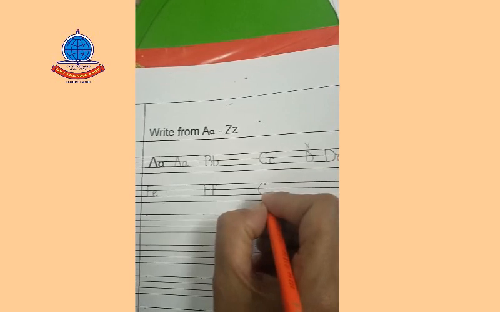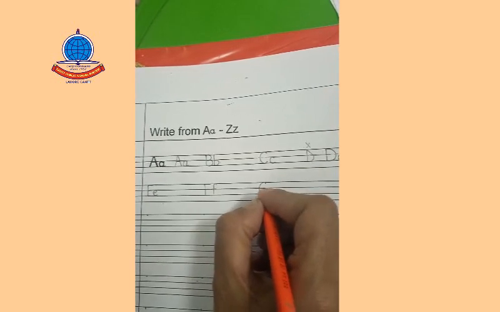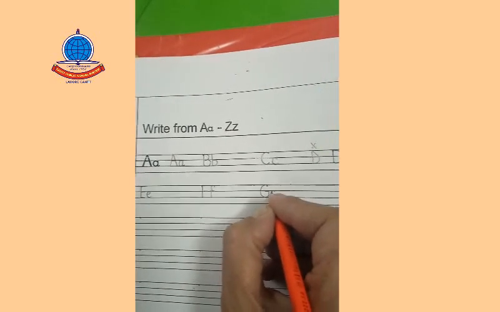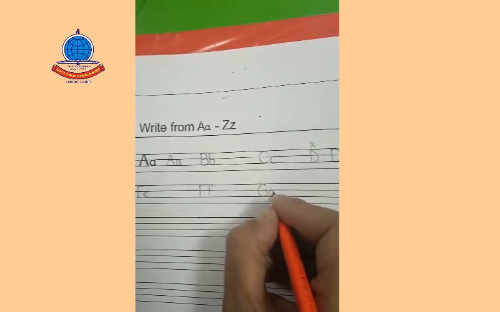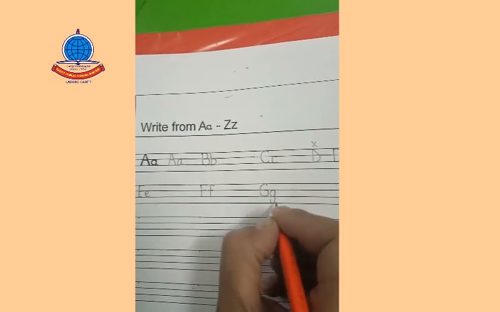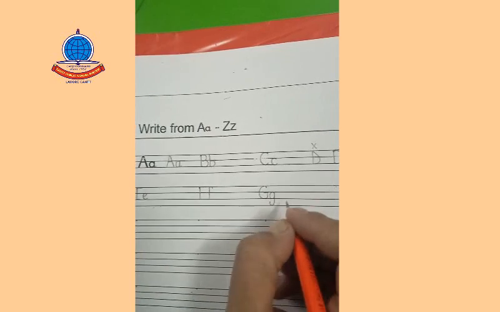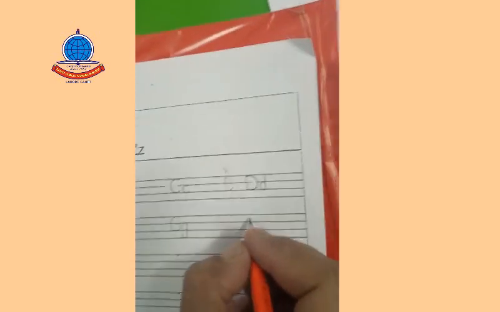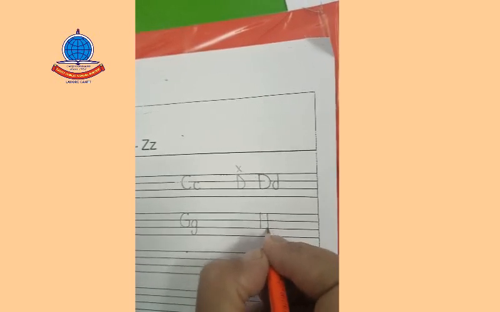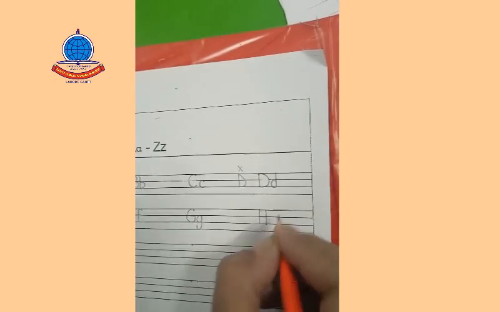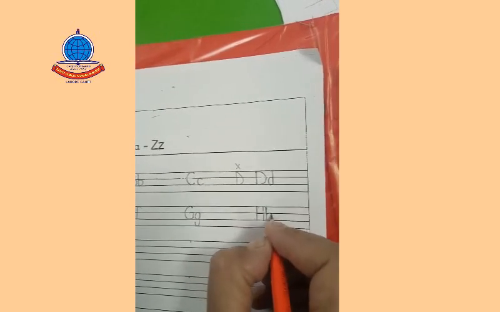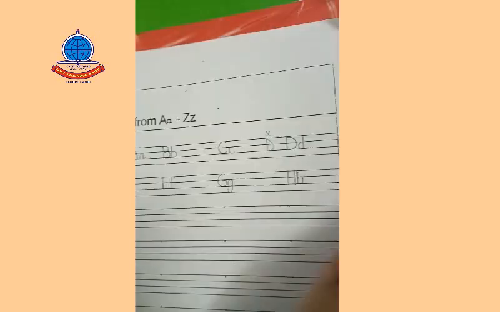For G, you have to write like this. Okay, G. Now a small circle in 2 lines and then touch the 4th line. G. H, a straight line and then a sleeping line. H. Okay.